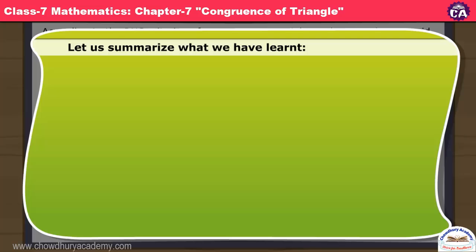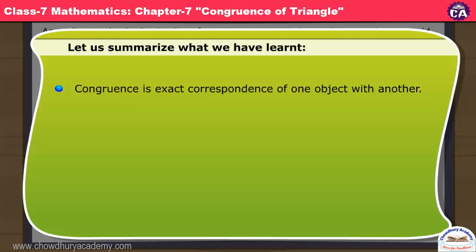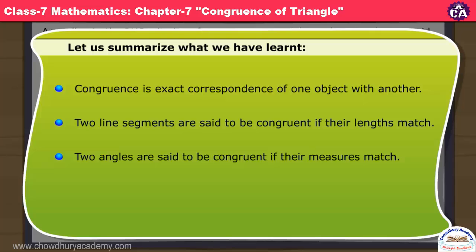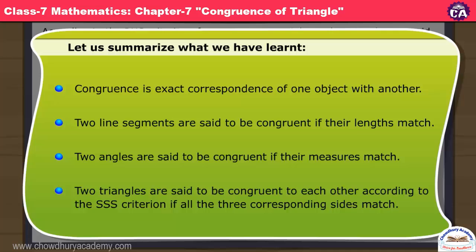Let us summarize what we have learned. Congruence is exact correspondence of one object with another. Two line segments are said to be congruent if their lengths match. Two angles are said to be congruent if their measures match. Two triangles are said to be congruent to each other according to the SSS criterion if all the three corresponding sides match.